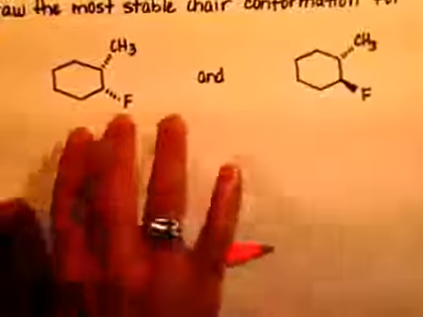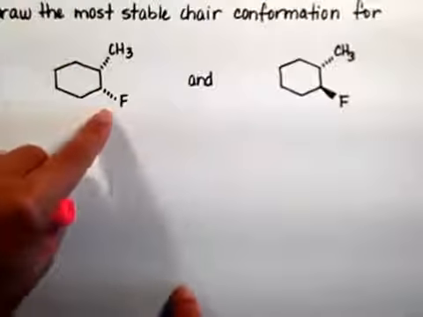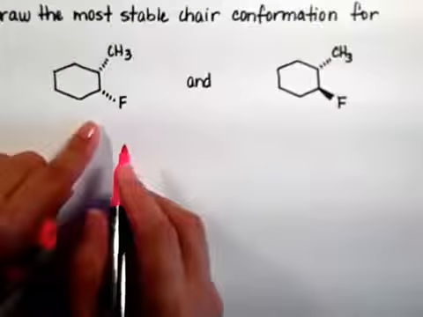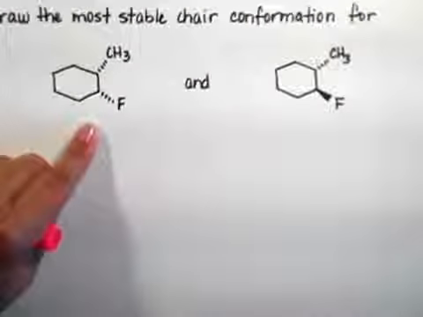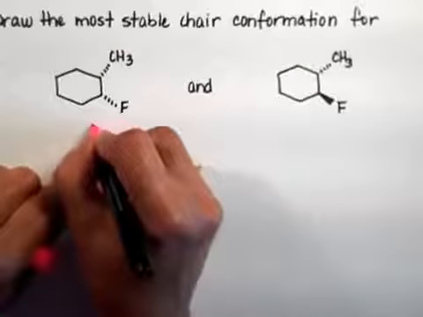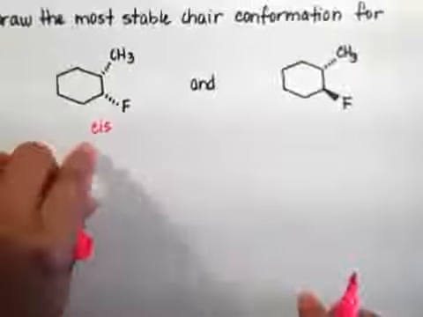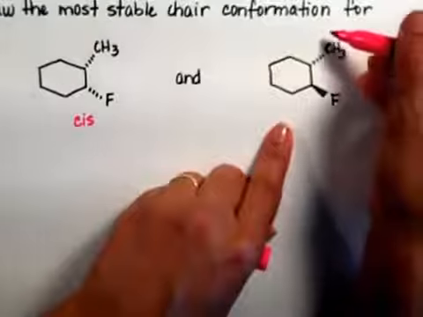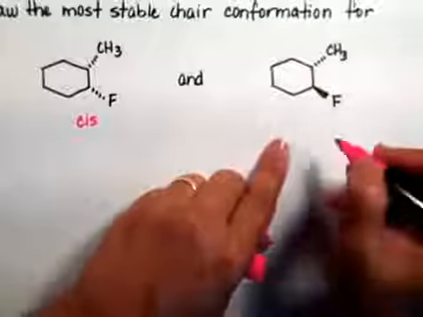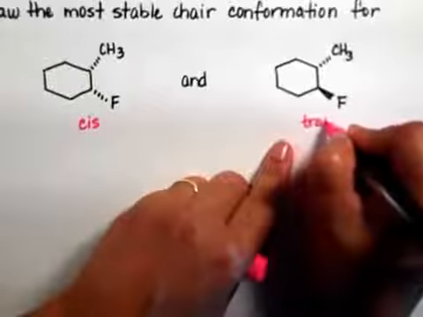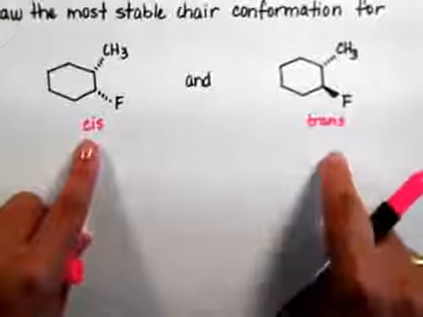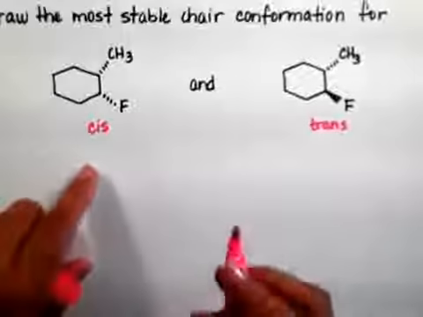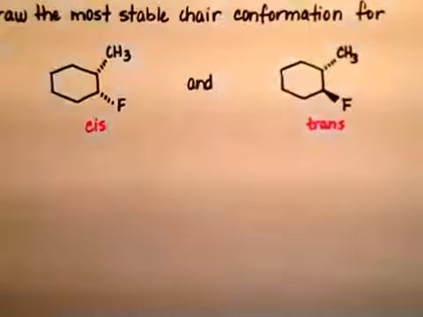I need to draw the most stable chair of these two compounds. Notice that this one right here, both my substituents are pointing to the back, but they're pointing to the same side. So this is the cis. This one, I have one substituent in the back and one in the front. So this one is a trans. Cis and trans, these two compounds that I have here, are stereoisomers of each other.